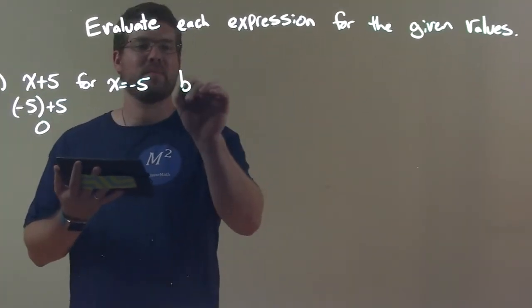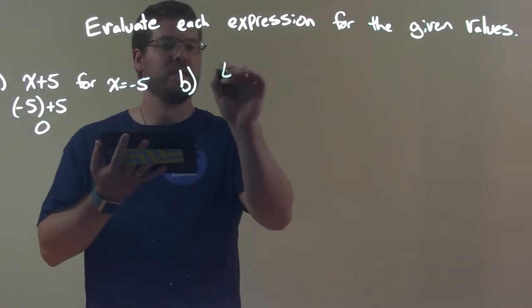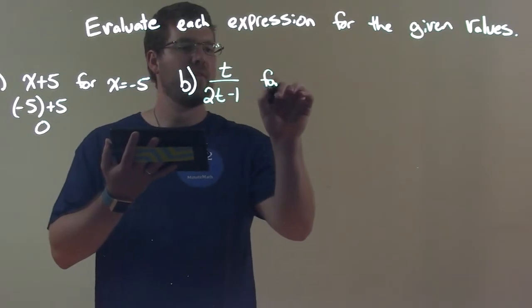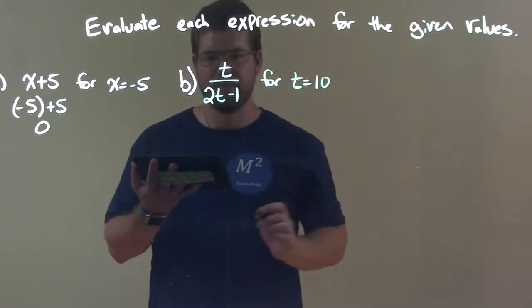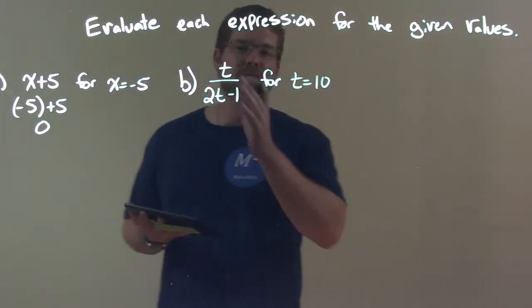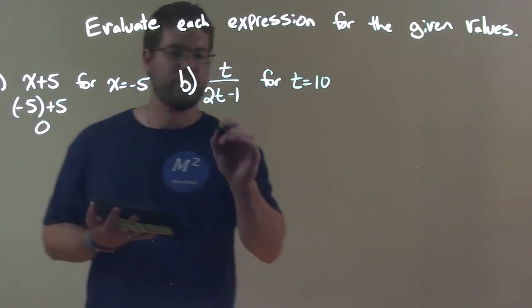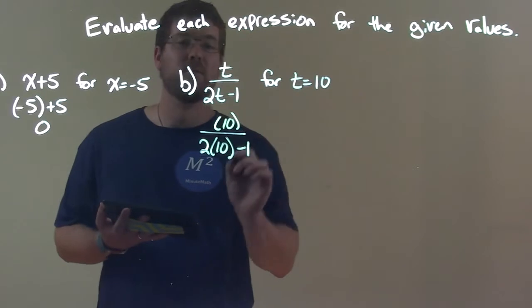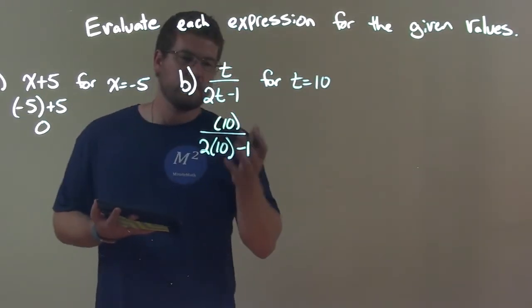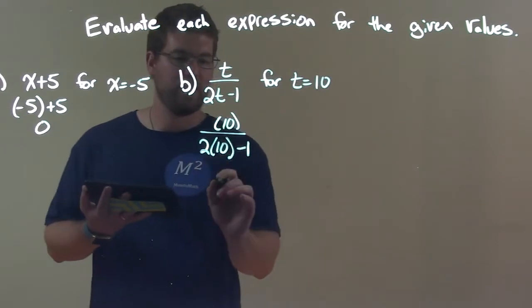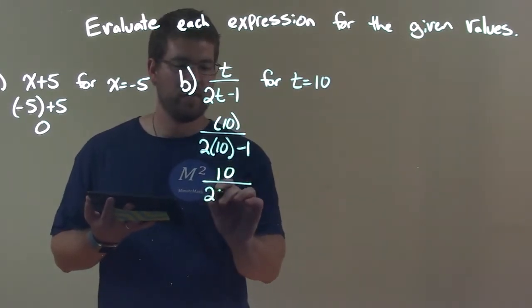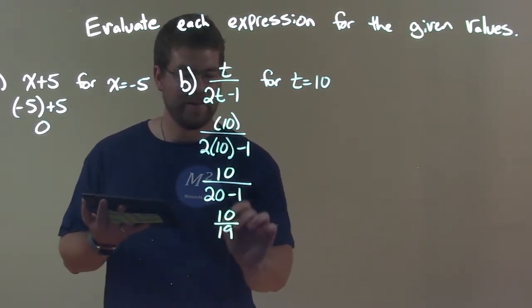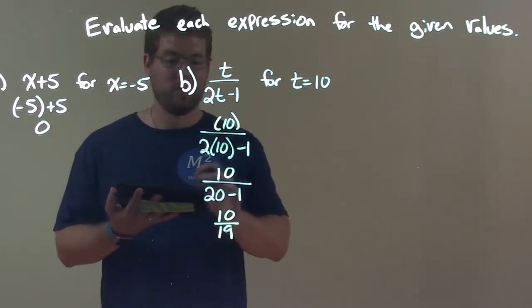The next one, B. We have t over 2t minus 1. We're solving that for t equals 10. So again, same idea. Every single time we see a t, we're substituting a 10 in for it. So we have 10 over 2 times 10 minus 1. Well, let's go simplify that. 2 times 10, and the denominator is 20 minus 1. 20 minus 1 is 19. So we have 10 over 19, and that can't simplify anymore. So we're there, 10 over 19.